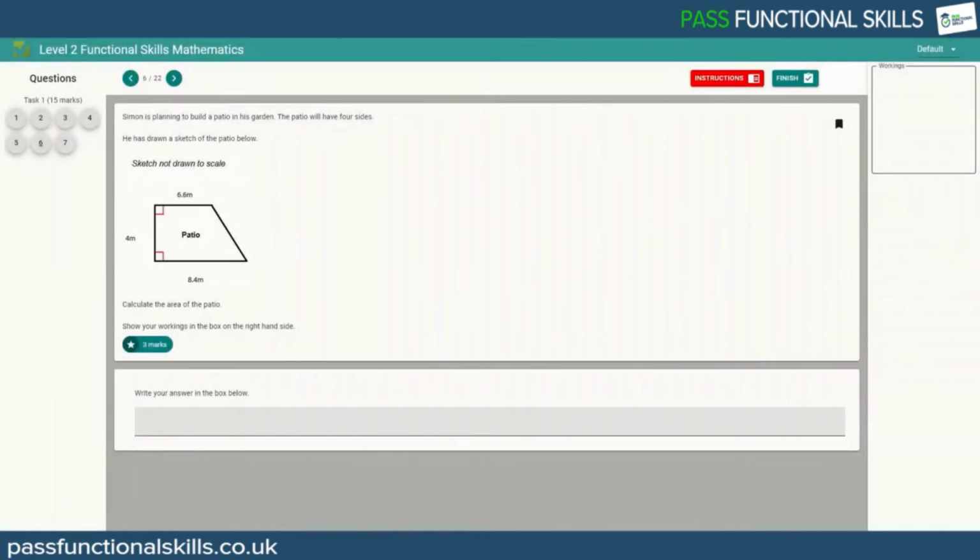Question 6 is now a continuation from the previous question 5. We're told Simon is planning to build a patio in his garden, and the patio will have 4 sides. He's drawn a quick sketch of the patio design below, which is a trapezium, and we're asked to calculate the area of the patio. So we should remember that the area of a trapezium is given by the formula half (a + b) h, where h is the perpendicular height and a and b are the 2 other sides.